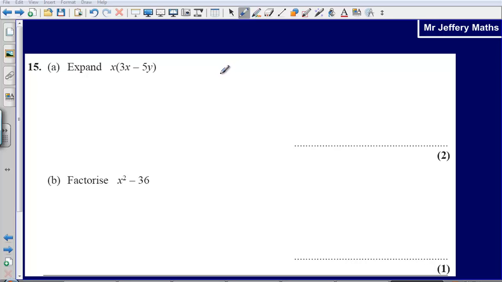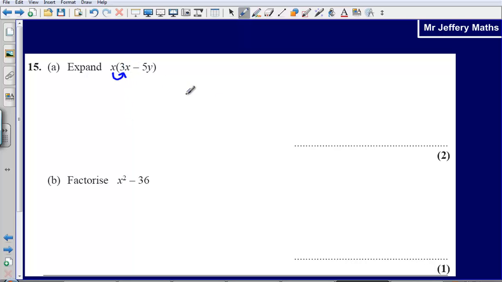This is question 15 from the 2008 non-calculator paper. Here we're asked to do a little bit more expanding. So we're asked to expand x bracket 3x minus 5y. Now remember, all that we're doing to expand is we multiply the value that is outside the bracket by everything that's inside. So we're going to do x multiplied by 3x to begin with.